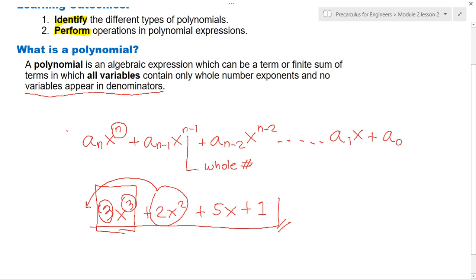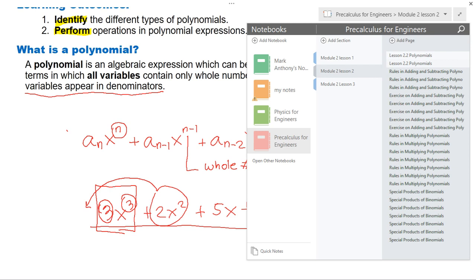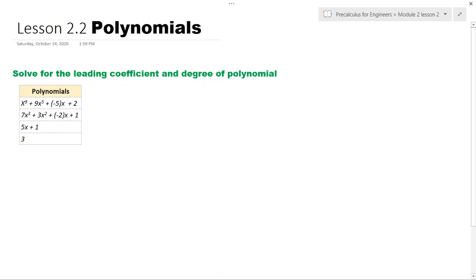In order to visualize that, let's have an example. Let's say we have here a given polynomial. We have 1, 2, 3, 4 polynomials, and we are tasked to solve the leading coefficient and the degree of the polynomial. For the first one, let's see how many terms our polynomial has. We have first, second, third, fourth. So this is a four-term polynomial.